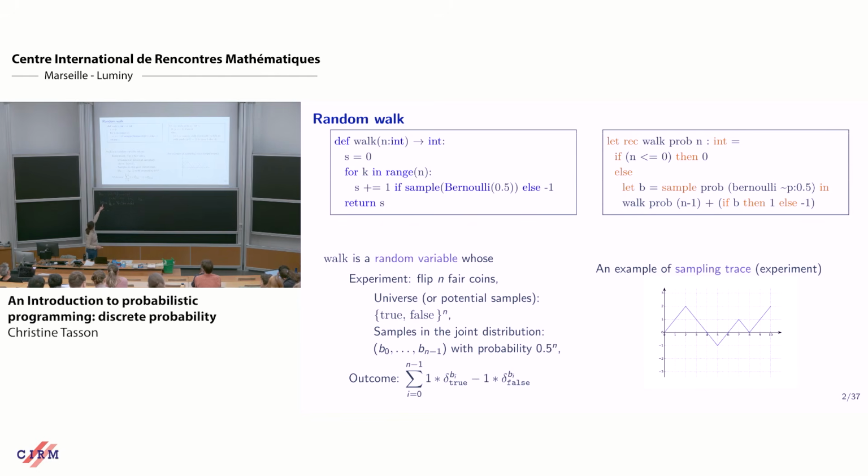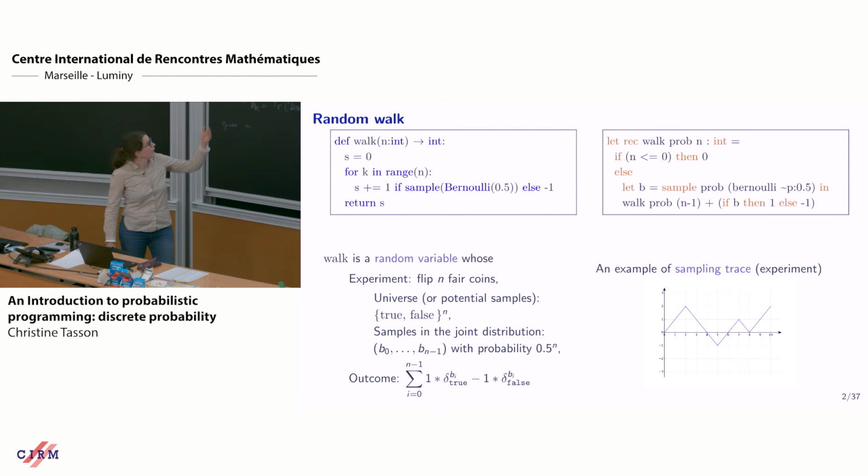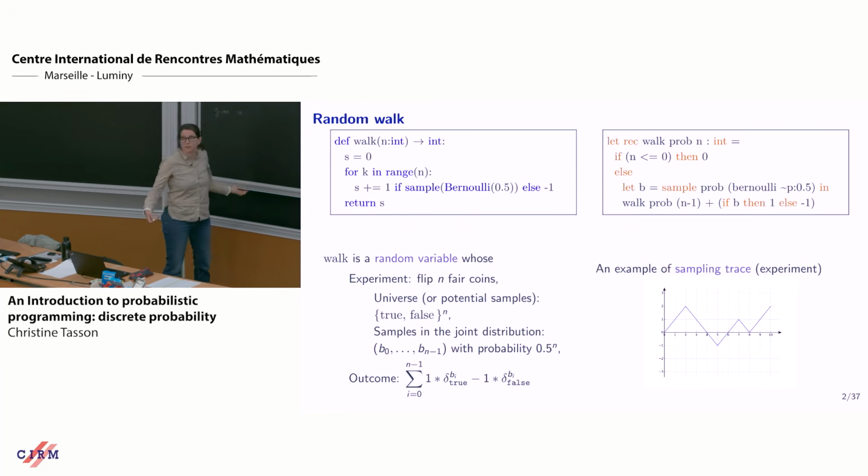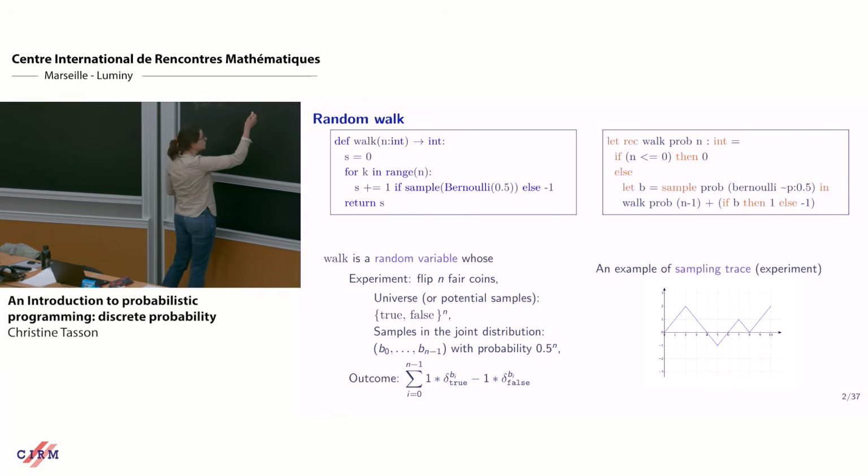Okay? So I need two things. I need the universe, but I also need to compute the outcome. So what is the outcome? I just have to count how many times I get true, and I will get the output by taking the sum. Okay, so what is on the left? It is one experiment, one execution of this program, one simulation, and it is a sampling trace. So now I can compute the sampling tree that is associated in order to compute the law.